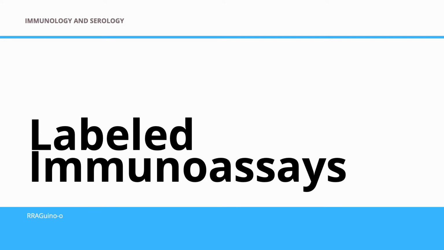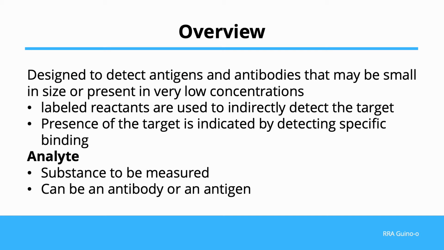Hi everyone. In this lecture, we will be talking about our different labeled immunoassays. So just a short overview on what labeled immunoassays are. They are designed to detect antigens and antibodies that may be small in size or present in a very low concentration. They use labeled reactants in order to indirectly detect the target.